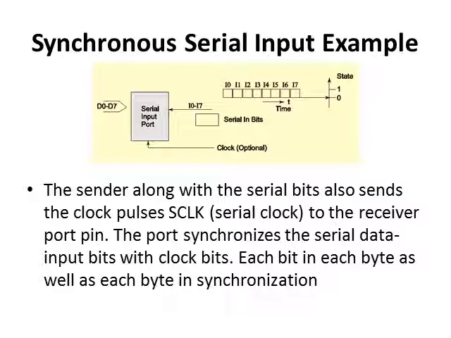So this is an example of a synchronous serial input. The sender, along with the serial bits, that is D0 to D7, also sends the clock pulses SCLK, that is serial clock, to the receiver port pin. The port synchronizes the serial data input bits with clock bits. Each bit in each byte as well as each byte in synchronization. Okay, each bit in a byte and all the bytes are also in synchronization.